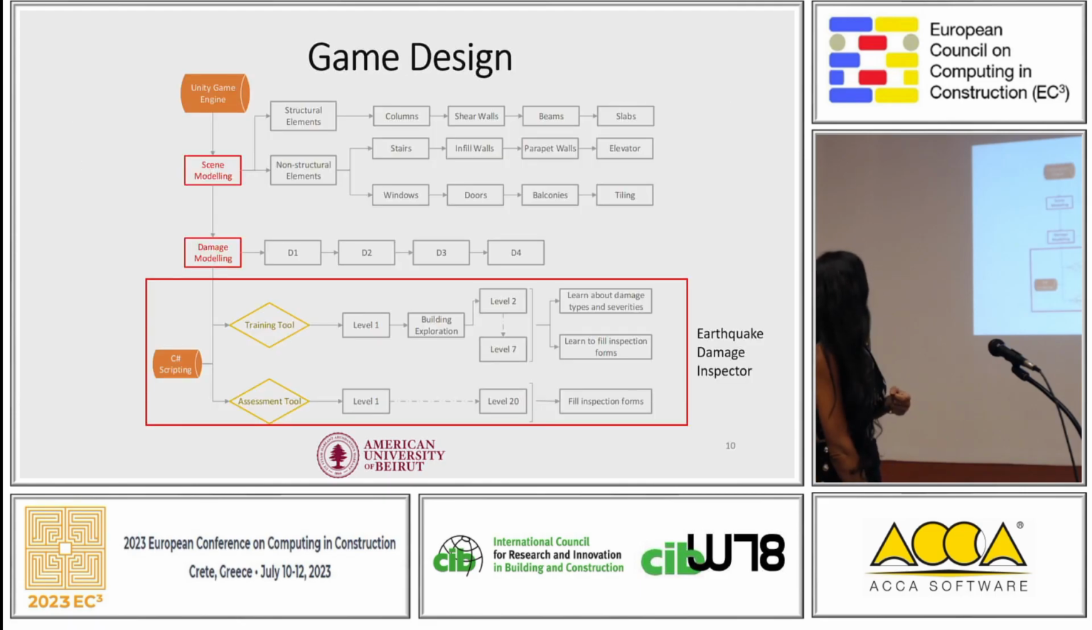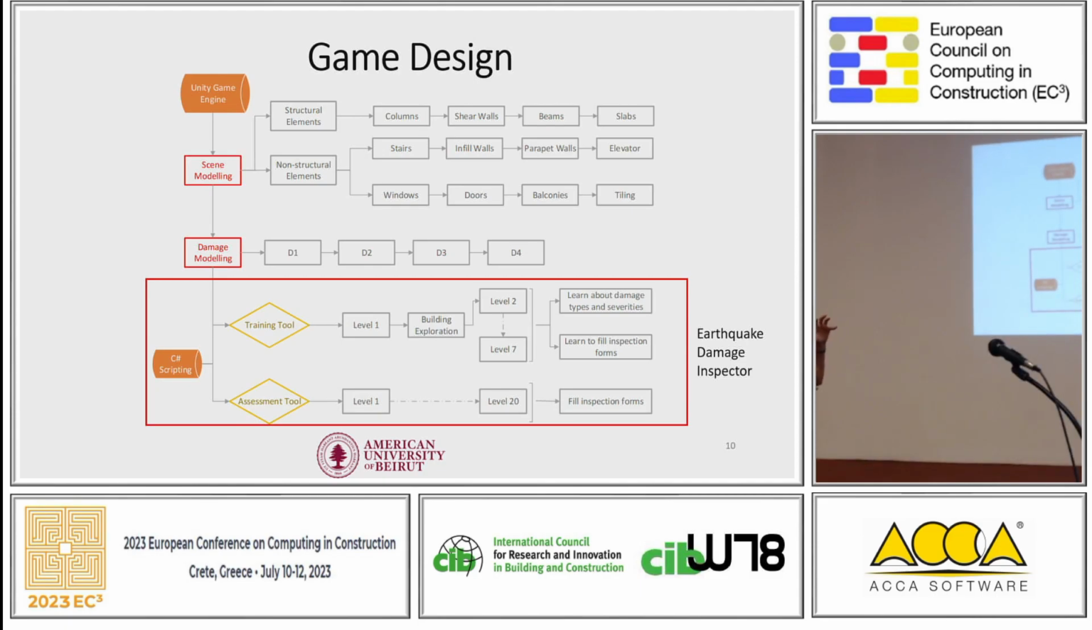Here's our framework. We use the Unity game engine to create our game. As I mentioned, it's a reinforced concrete building, so the structural elements are the columns, shear walls, beams, and slabs. The non-structural elements are stairs, infill walls, parapet walls, etc. So we have the scene modeling, and we have to design all the structural and non-structural elements. Then we have to design the damage, right? Because after all, we're going to train those inspectors on assessing the damage. So we need to add that damage aspect to this scene.